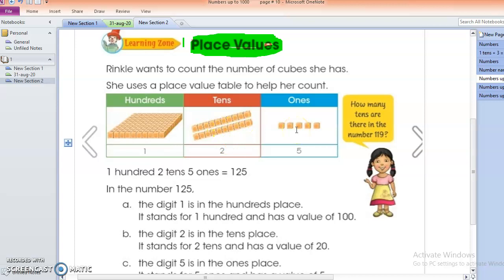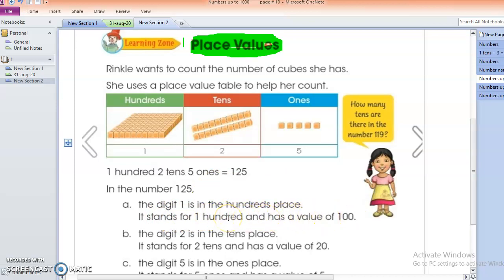To write it in standard form, you should write the first digit. Hundreds are 1, so you will write 1 first, then 2, then 5. So you will write 1, 2, 5 to get its standard form. Same here, 1 hundred, 2 tens, and 5 ones, so you can write 125. In the number 125, the digit 1 is in the hundreds place, that's why it stands for hundreds.